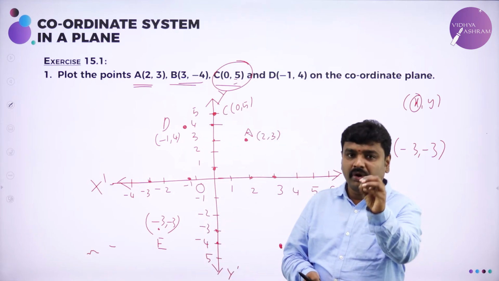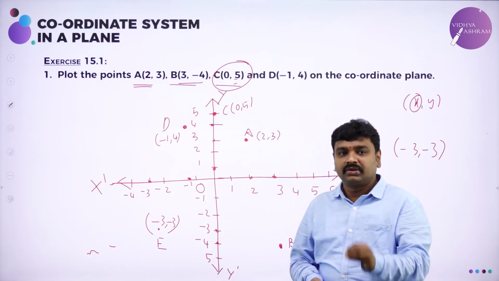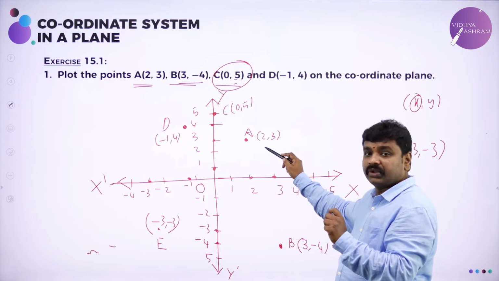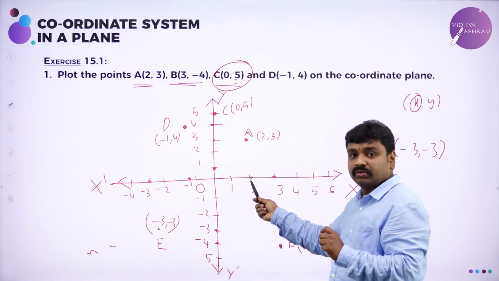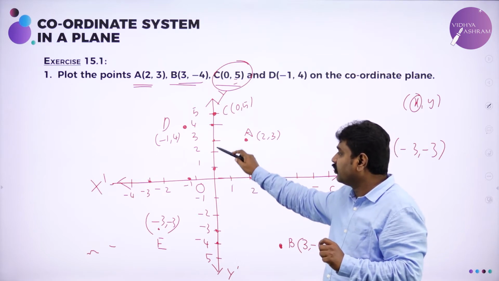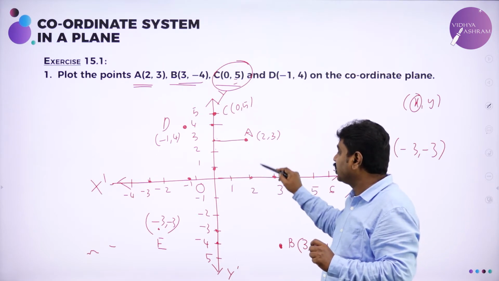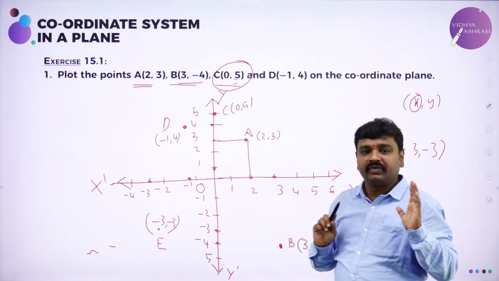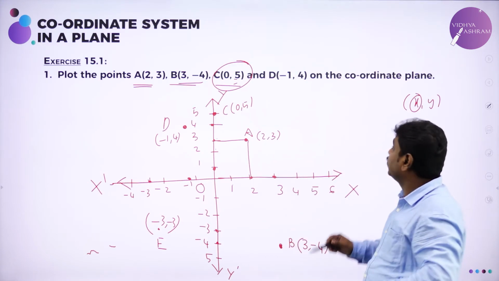So now I taught you how to plot the point. Any doubts? Suppose first (2, 3), x value is 2. On the x axis search for 2. 3 means on the y axis go for 3. And draw perpendiculars, they will meet at a point. This is A. Like that we have to do. We have done it. We'll go ahead with the next problem.